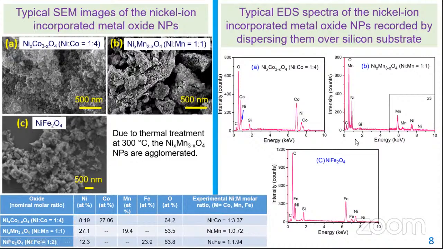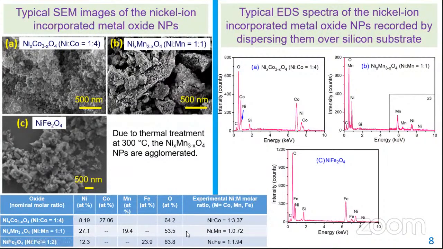In their EDS spectra, as you expect, all the peaks corresponding to the elements appear. However, what I wanted to highlight is that in the case of nickel cobalt oxide, the nickel emission peak and cobalt emission peaks are very close and overlapped. In nickel manganese oxides, the manganese and oxygen peaks are overlapping. However, in nickel ferrite, no peaks are overlapping. So this overlapping may cause some problems in the quantification of the element content.